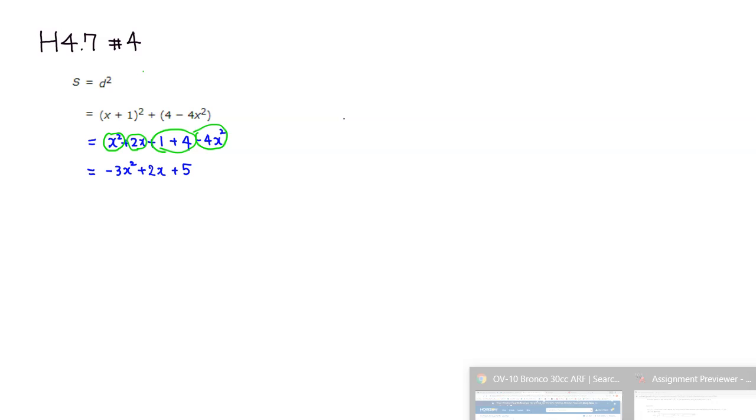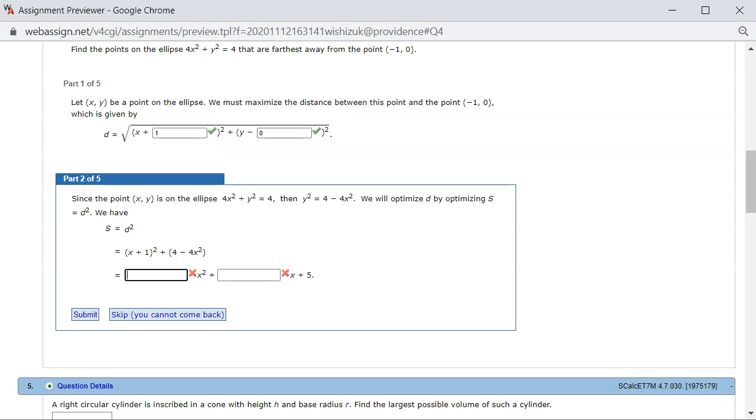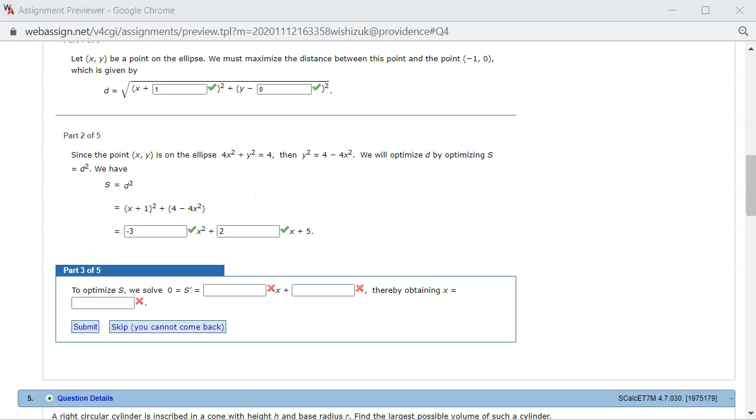All right, so let's type it in. It's going to be -3x squared plus 2x plus 5. Let's submit. It came back and looks like we got part 2 correctly. Let's look at part 3.